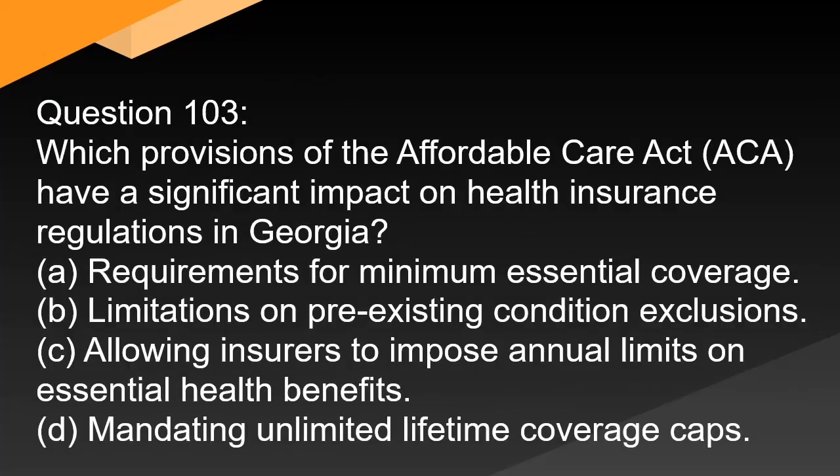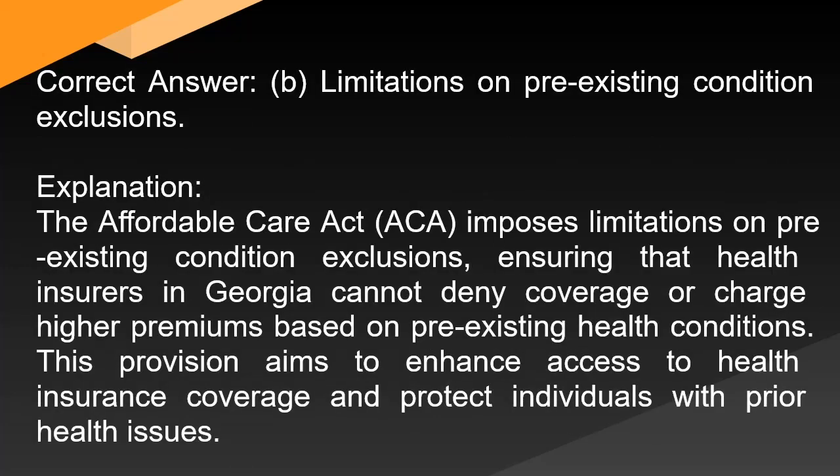Question 103. Which provisions of the Affordable Care Act, ACA, have a significant impact on health insurance regulations in Georgia? Correct answer: B. Limitations on pre-existing condition exclusions. Explanation: The Affordable Care Act, ACA, imposes limitations on pre-existing condition exclusions, ensuring that health insurers in Georgia cannot deny coverage or charge higher premiums based on pre-existing health conditions. This provision aims to enhance access to health insurance coverage and protect individuals with prior health issues.